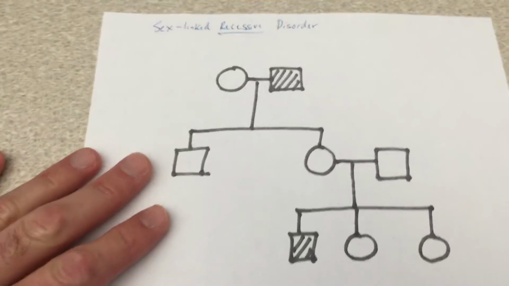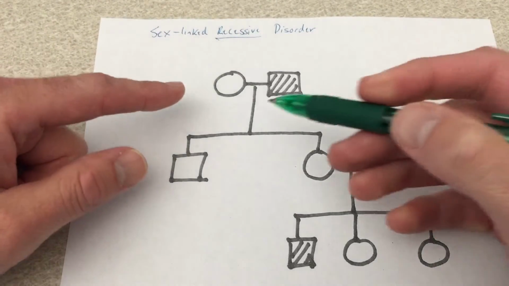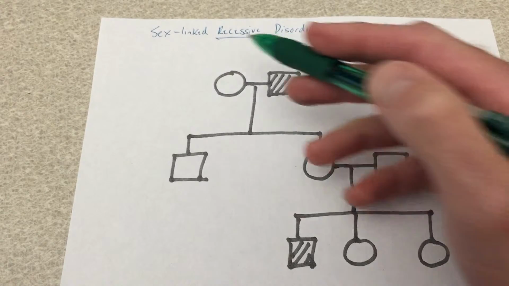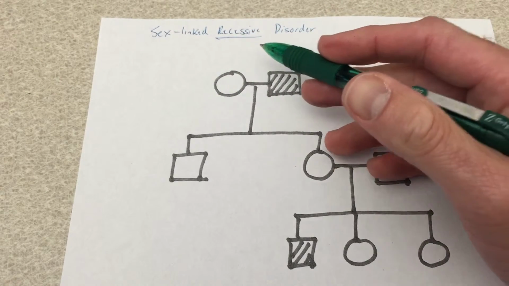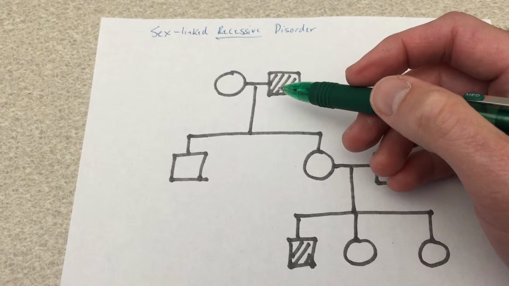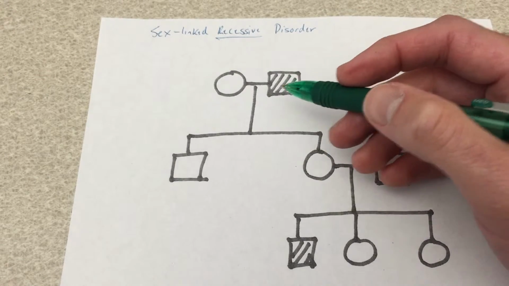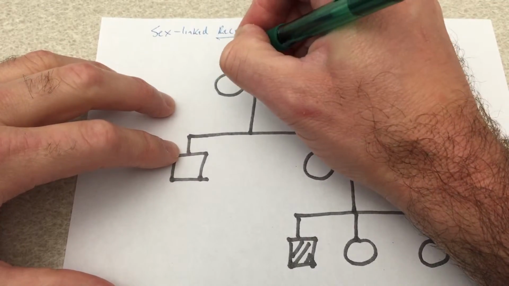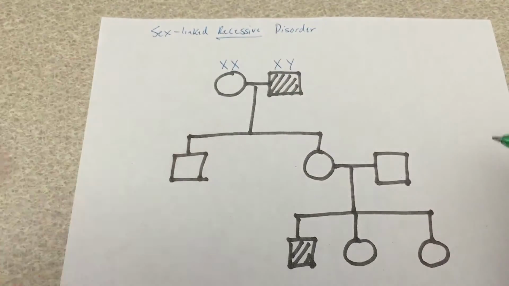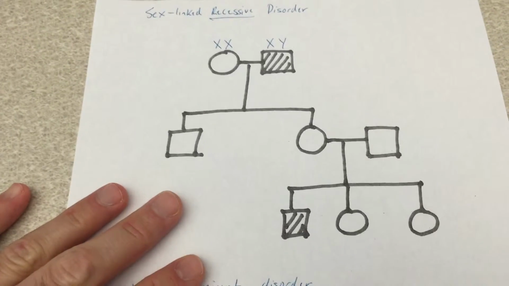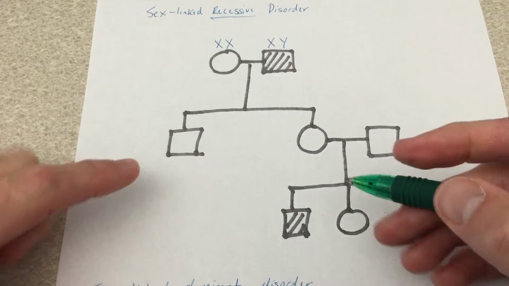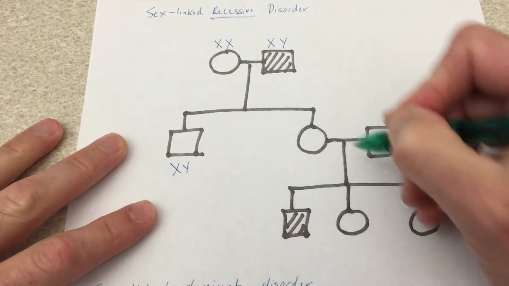In this next pedigree, we have illustrated a sex-linked recessive disorder, okay? Here, the recessive disorder is one characterized by a mutation on an X chromosome. So remember that all females have an X and an X chromosome. All males have an X and a Y chromosome. Now, the easiest way to begin this pedigree is to go ahead and label the sex chromosomes of all the individuals first.